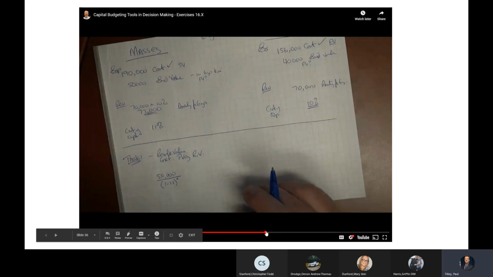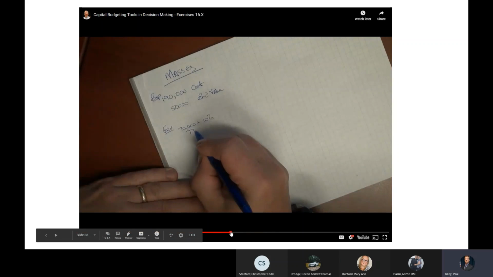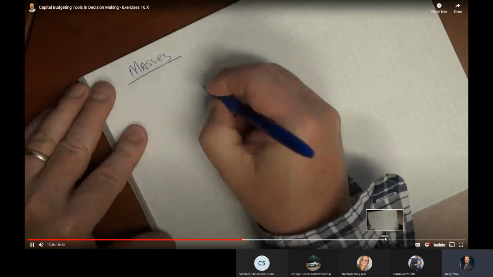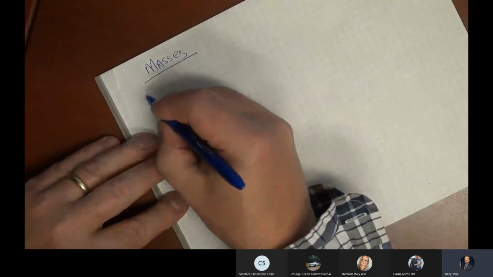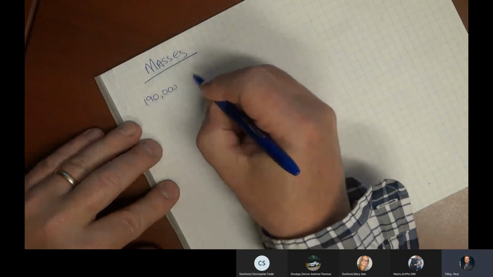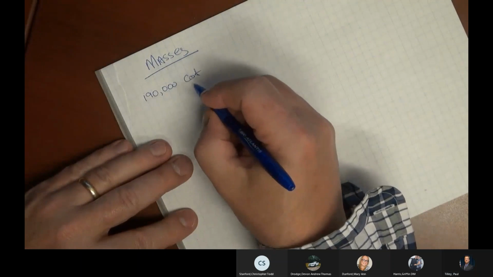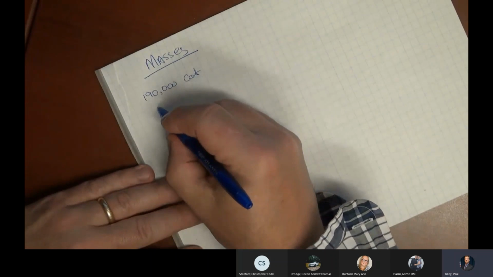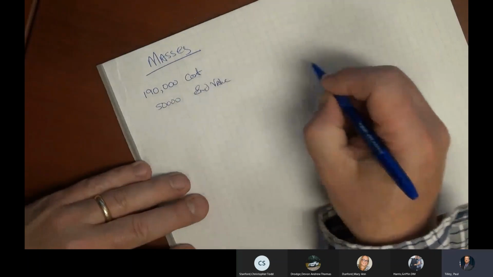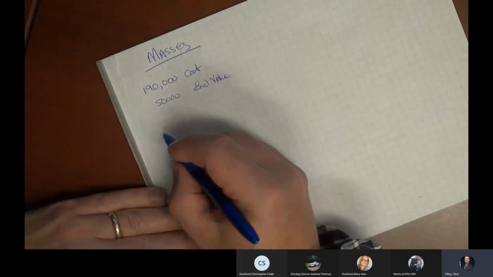We've got the Massey. Can you see that? The Massey tractor. Again, it's the combine harvester thing with the big blade on the front that cuts. It's a $190,000 cost, and the resale, that's the end value, is $50,000, and it has an 18-foot blade.